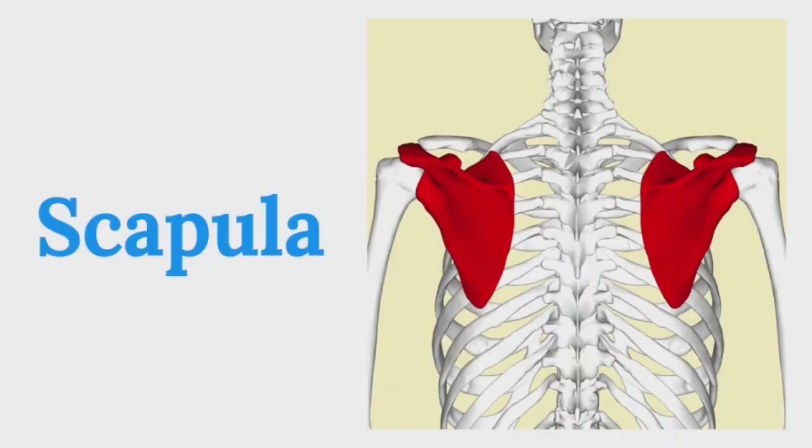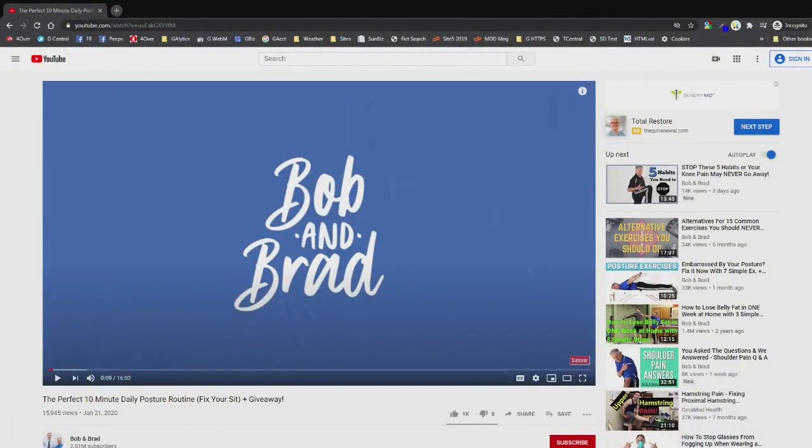Let me show you this, the scapula. That part of working at home is maintaining some fitness, and the scapula are important for maintaining posture. And look it up and find some exercises. But I want to show you this. This is Bob and Brad. They're Bob and Brad, the world's most famous physical therapists on the internet, so they say. They say that jokingly. They have a video from a few weeks ago that is the perfect 10-minute daily posture routine.